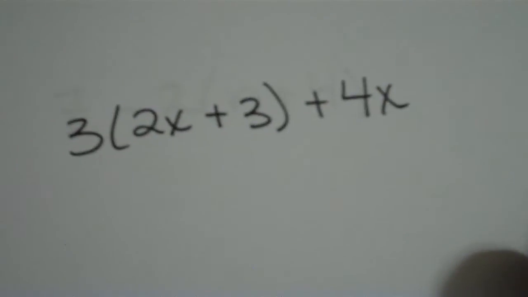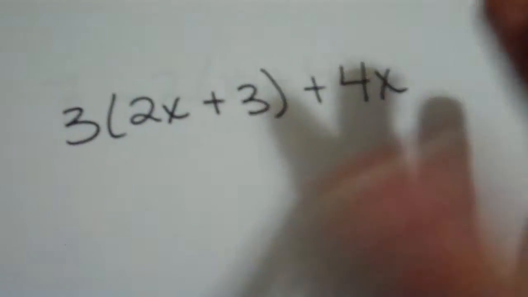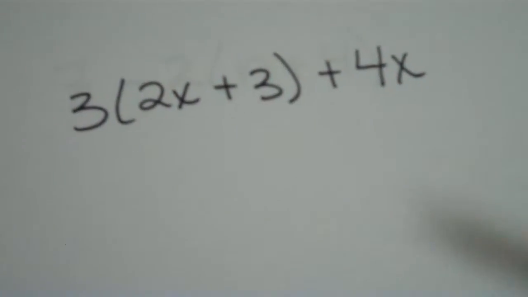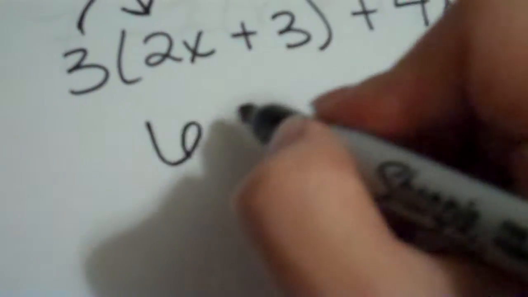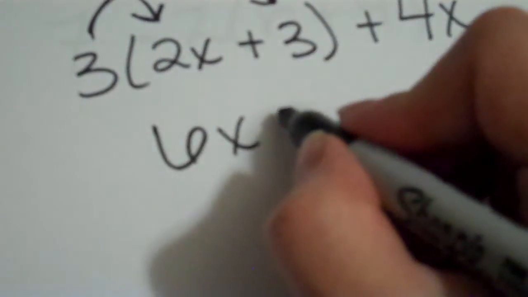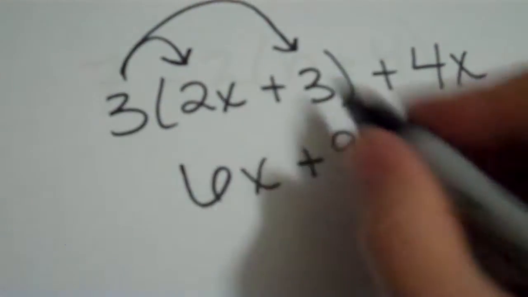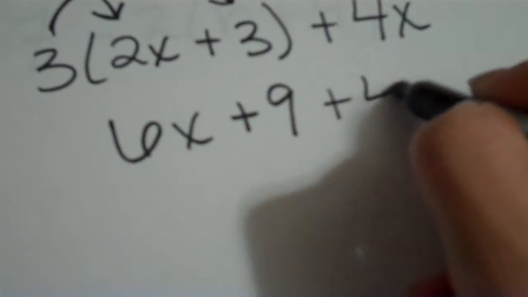So number one, write it down. If you need time, pause it. If not, we're going to go ahead and move on. We have a lot of stuff going on here, but step by step, this is actually very easy. Remember the steps. The first thing we're going to do is distribute. And when you distribute, side by side means multiplied. So we're going to multiply. 3 times a positive 2 is a positive 6, and the x comes down. 3 times a positive 3 is a positive 9. Okay, we distributed. That should be really easy. And then we're just going to rewrite the plus 4x here. You don't have to, but just know that's step 1.